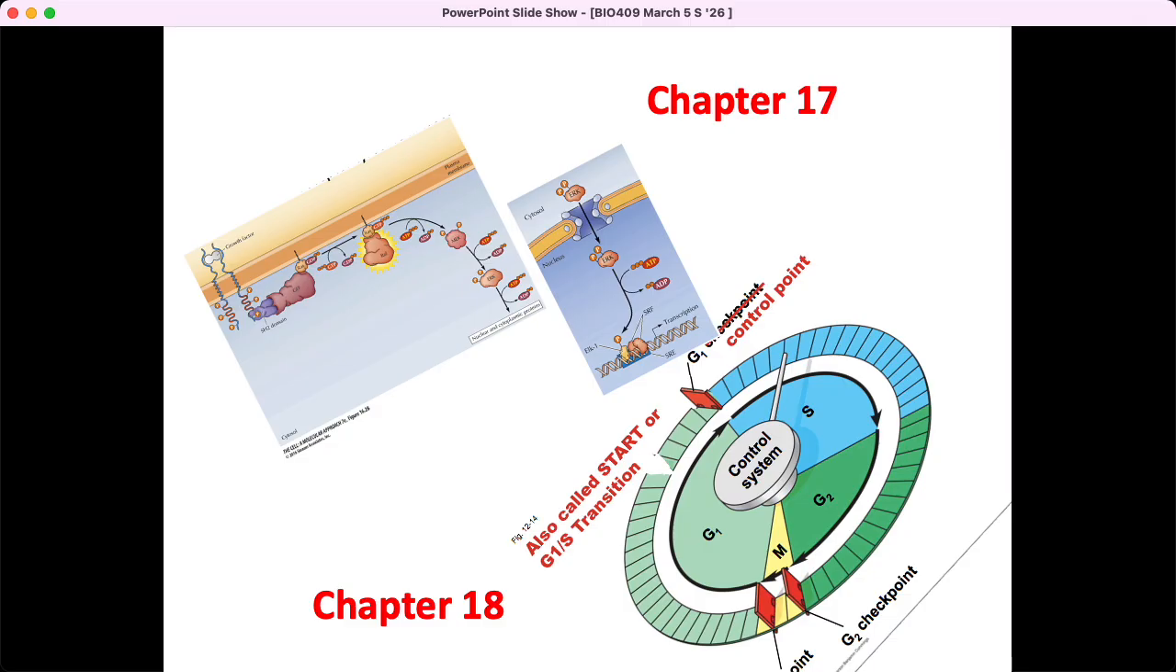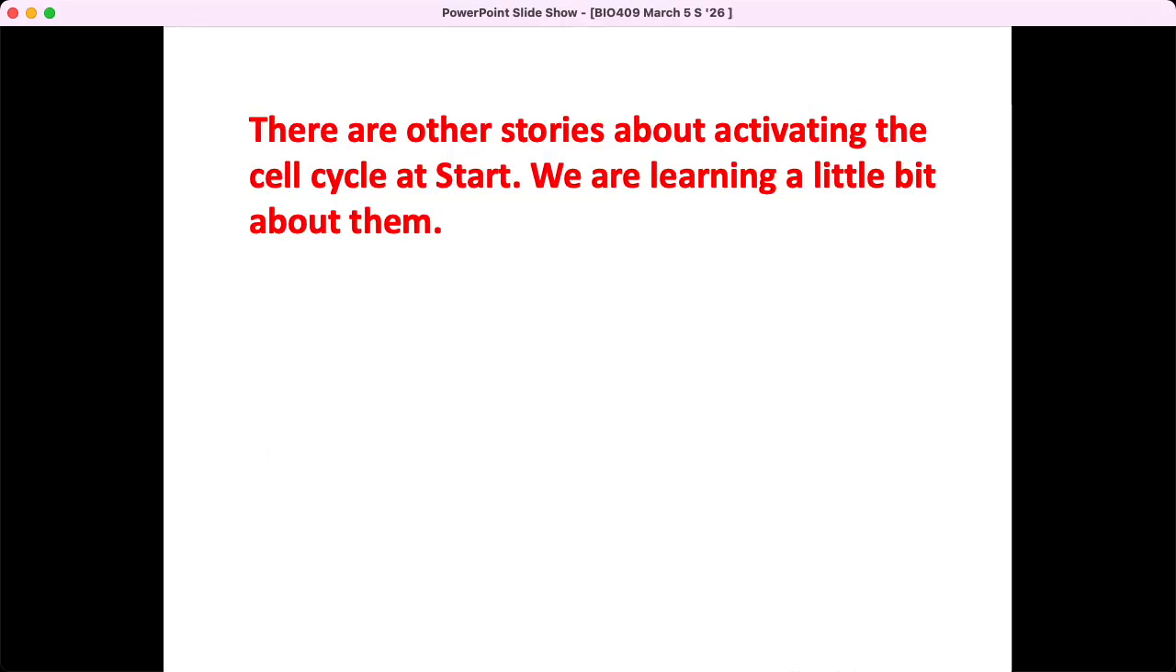So again, we took this a long way for exam 1, and then we could take it further all the way to MCM. It's not an oversimplification, but it's a really stripped down view of how there is a direct effect, kind of dominoes falling, a series of steps that have to take place. And they vary, and they need checks and balances. So there are other stories about activating the cell cycle start. We're just learning a little bit about some of them.